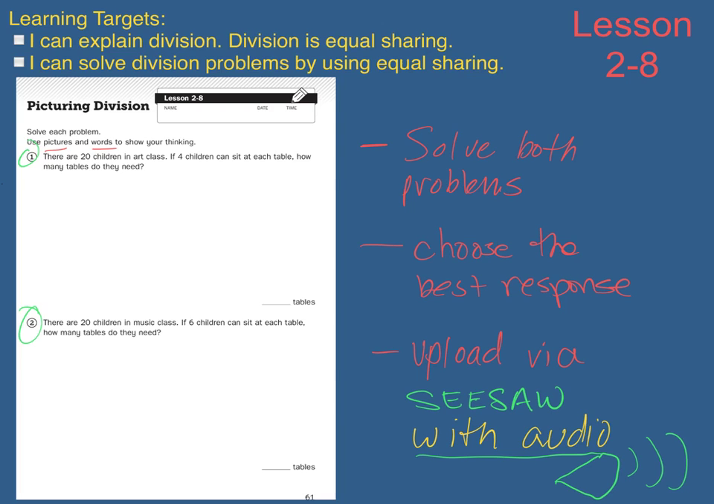When you get finished, you can move on, as always, to math boxes for lesson 2-8 and any of our works in progress.